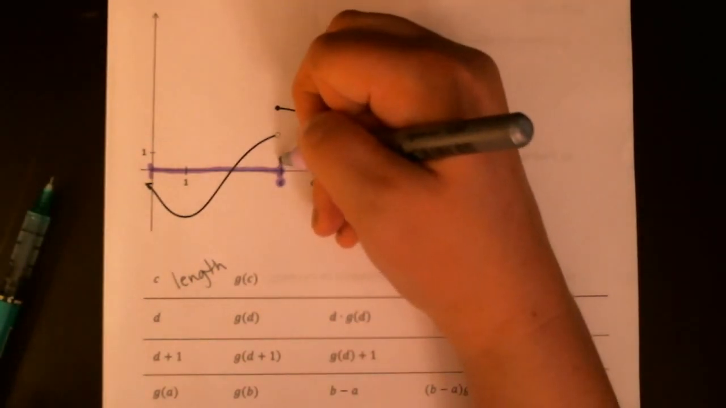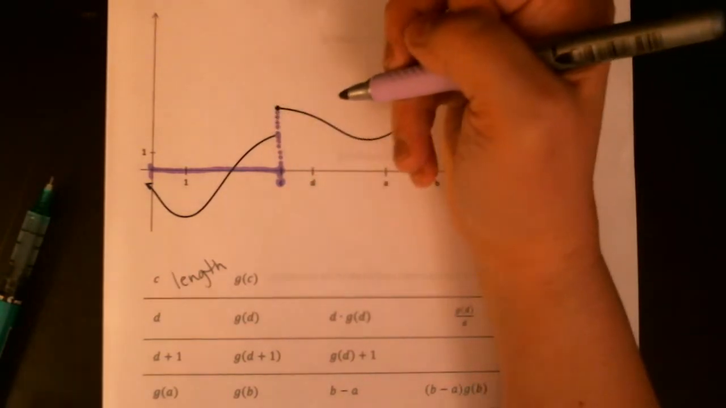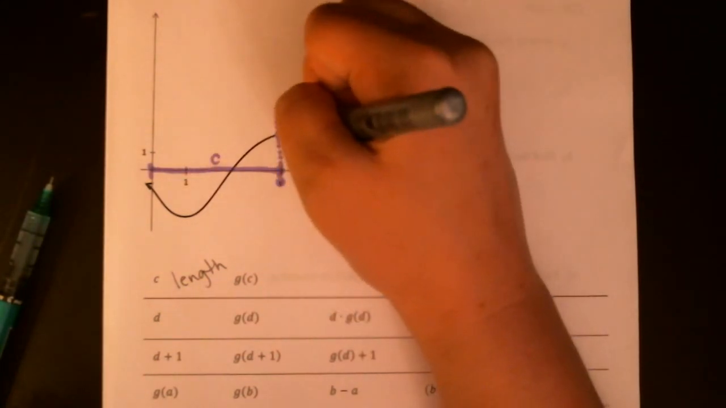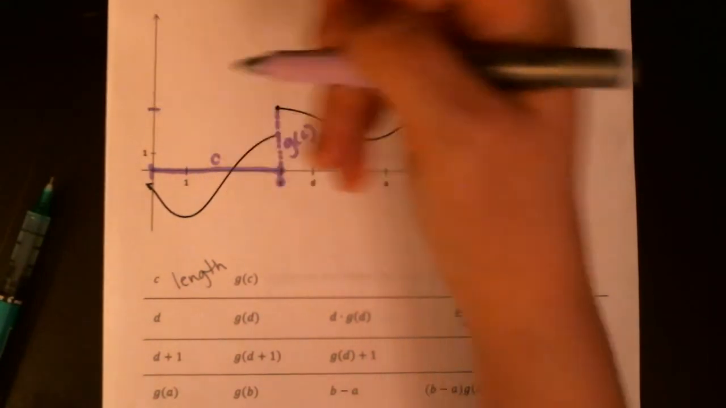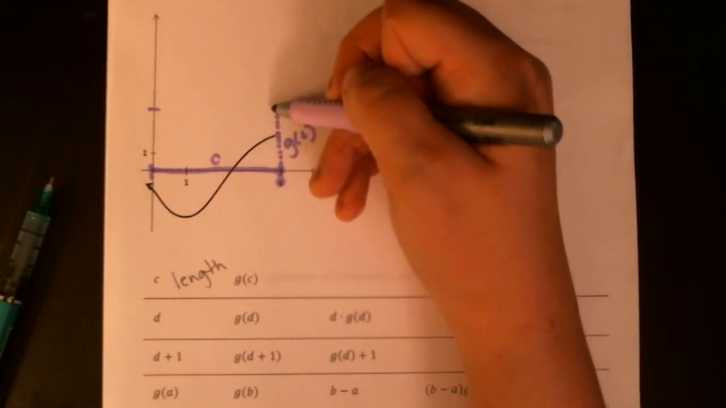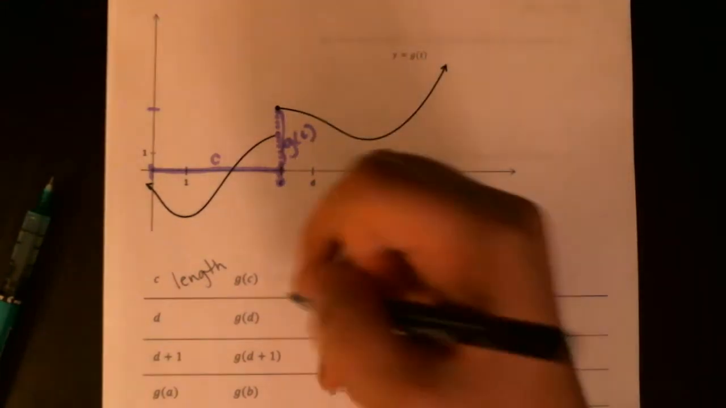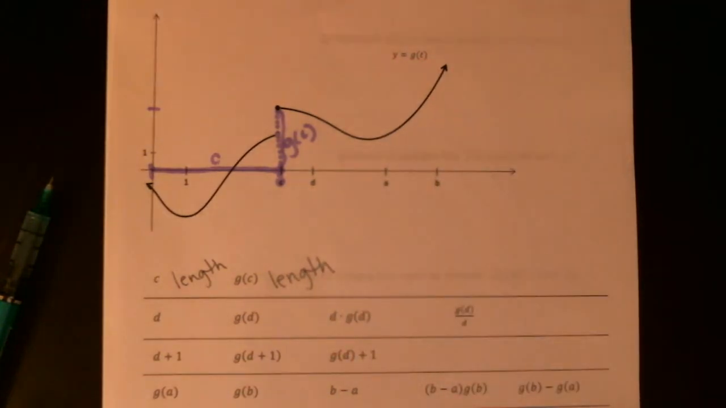And g of c, the thing that we get when we plug c into our function, is the y value. And this is actually kind of a tricky one. There's an open circle, so it doesn't actually stop there. We need to go all the way up to the top. So this is a c, and this is a g of c. And a y value is a vertical distance. So this length right here is g of c. So it is also a length or a distance, however you want to think about that. Okay, so we have two lengths as our first pair.